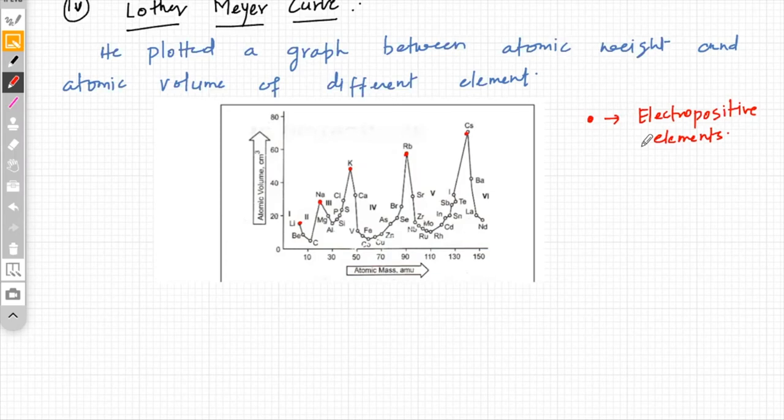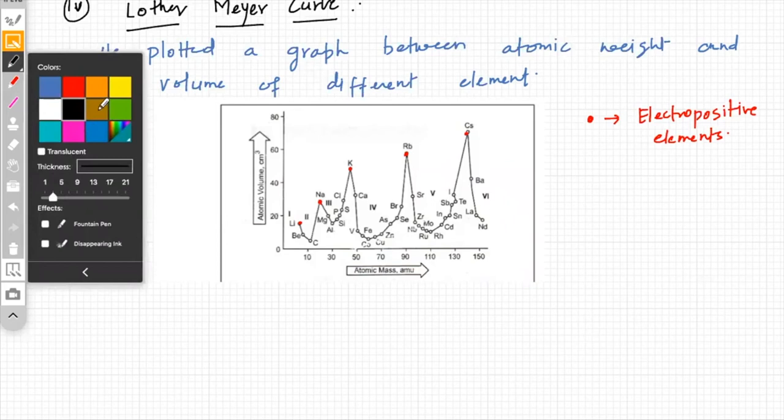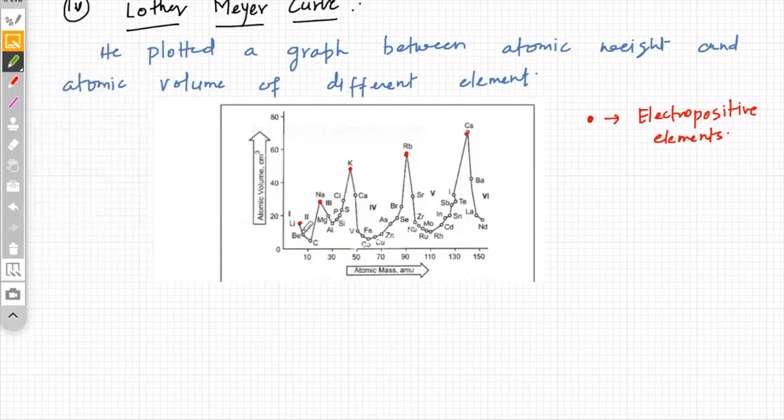Okay. Second observation is what? The less electropositive elements, that is the group two elements, alkaline earth metals, occupy the descending position. You see, lesser electropositive than this one occupies the descending position, which is this. See this beryllium, magnesium, then calcium, strontium, barium. Okay. This red one is the elements of group two. The first one is group one. Lesser electropositive is group two.